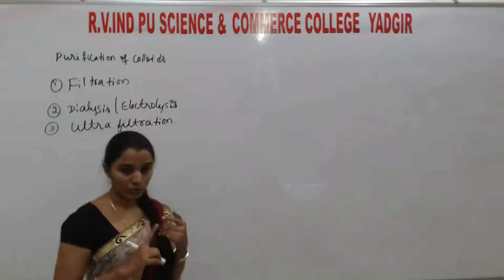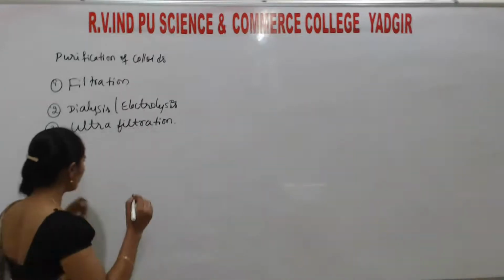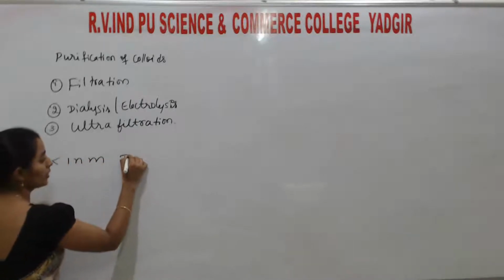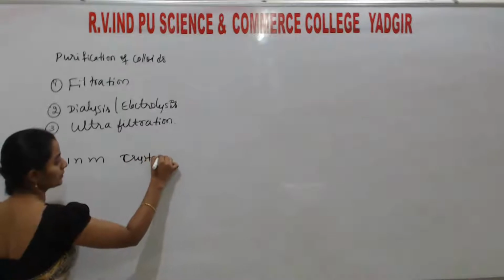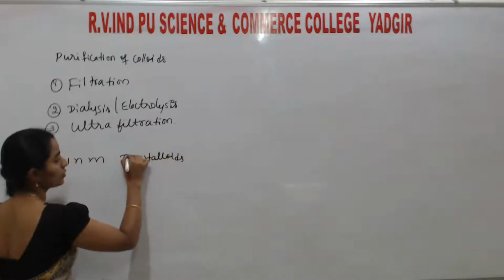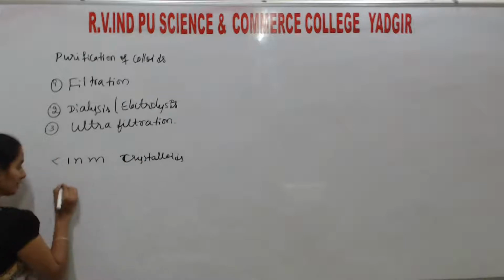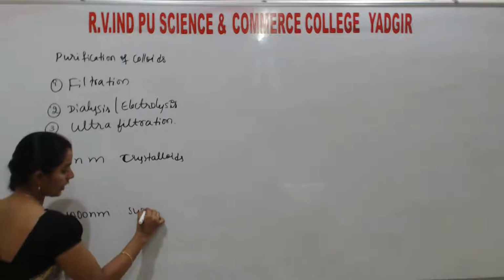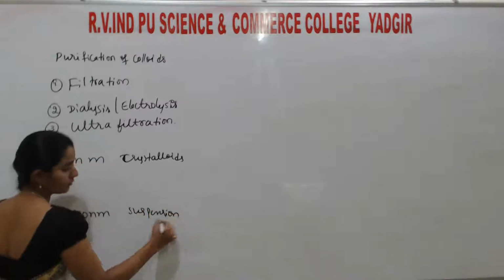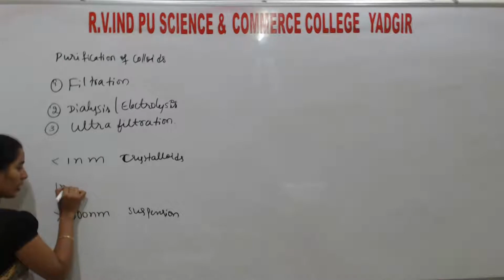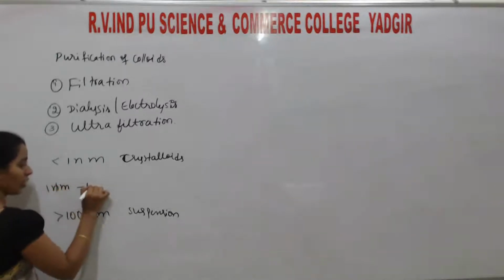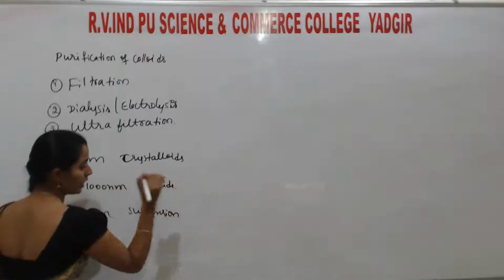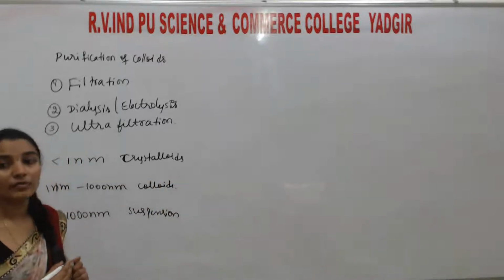In colloids, I told you, if the size of any particle is less than 1 nanometer, they are called crystalloids, that means true solutions. If the size is greater than 1000 nanometer, then it is called a suspension. The size between 1 nanometer and 1000 nanometer, those are called colloids. We are going to study how the colloids are filtered.